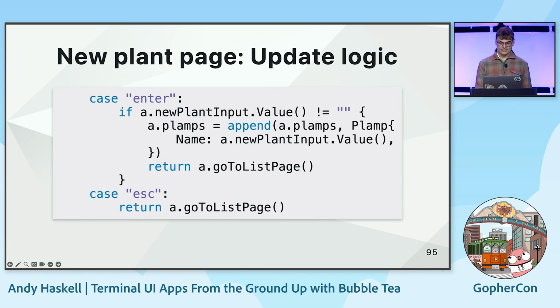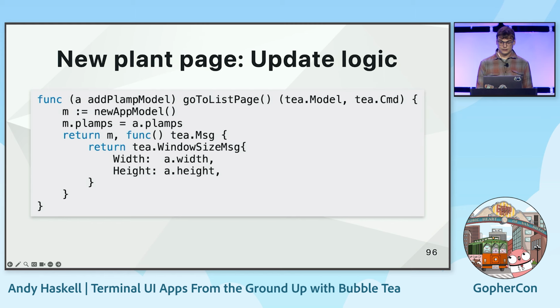Overall, the update functionality is pretty similar to what we had in the list, but zooming in on the keyboard input we're working with, now if we press Enter or Escape, we're navigating back to the home page. And when we press Enter before navigating back, we also add a new plant to our list. And our navigation function is pretty similar to the one that we had for navigating from the list page to the input page. To switch pages, we return the Bubble Tea model for the page we're navigating to, so that's the list page. And we also return a window size message.